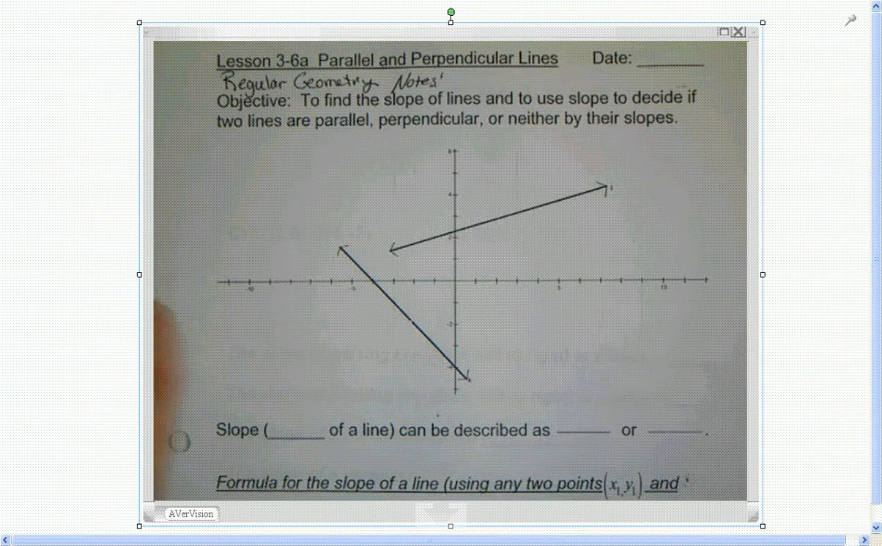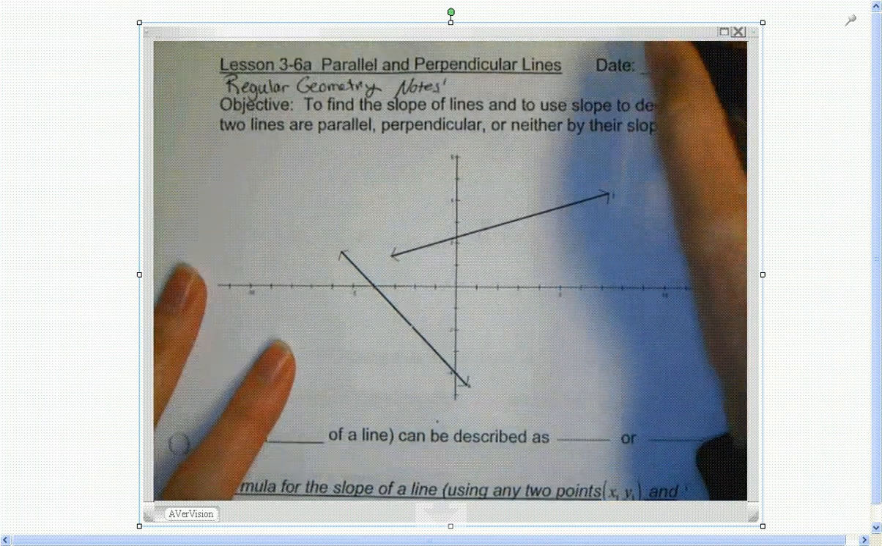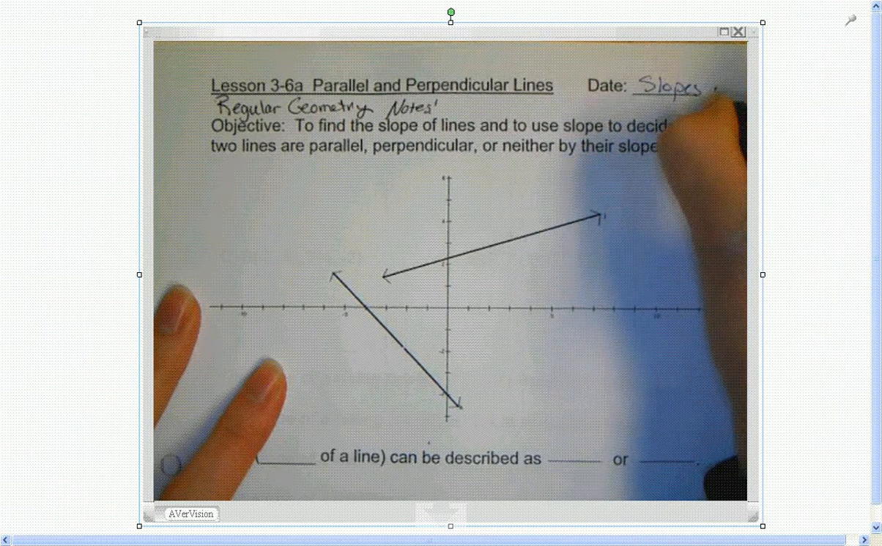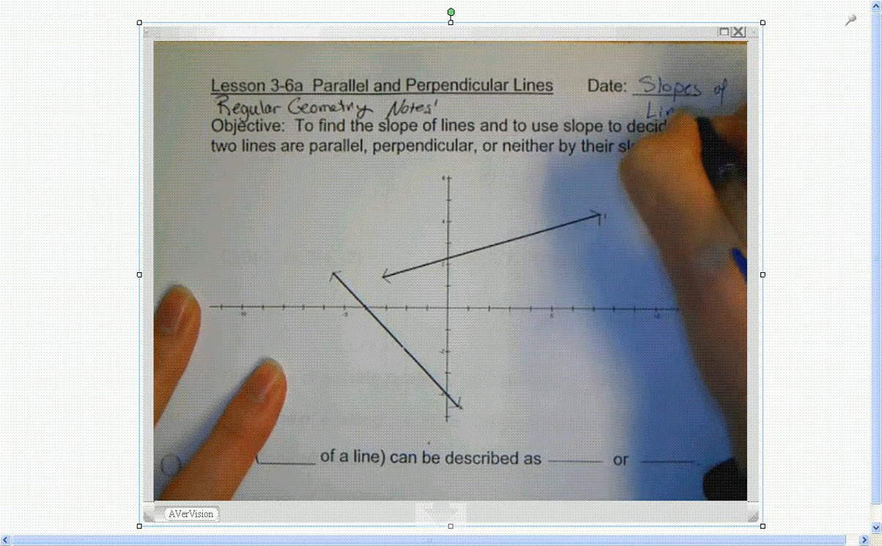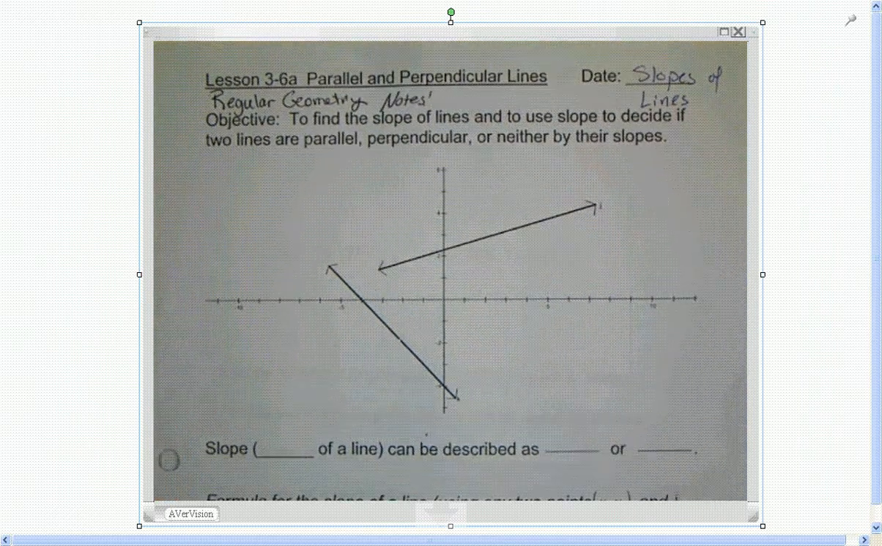So this one basically says lesson 3-6A, regular geometry notes, but I'd really like you to put in the date. Instead of the date, I'd like you to say slopes of lines. It kind of lets us know what we're working with. And we're going to identify slopes of lines because that's how we write equations of lines. And remember, slope tells you the steepness.